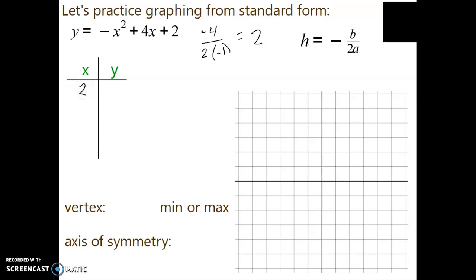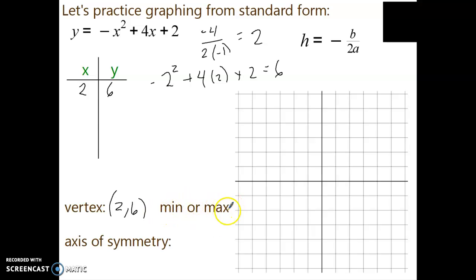Well, I need the y-coordinate to go with it. So let me substitute in 2 for all of the x's. Negative 2 squared plus 4 times 2 plus 2. Notice right here that that is not negative 2 in parentheses. It's not negative 2 squared. It's negative 2 squared. So I want to leave those separately from one another. And if I type all of that in my calculator, I'm going to get 6. Let me put 6 in there. That's my vertex, 2, 6.